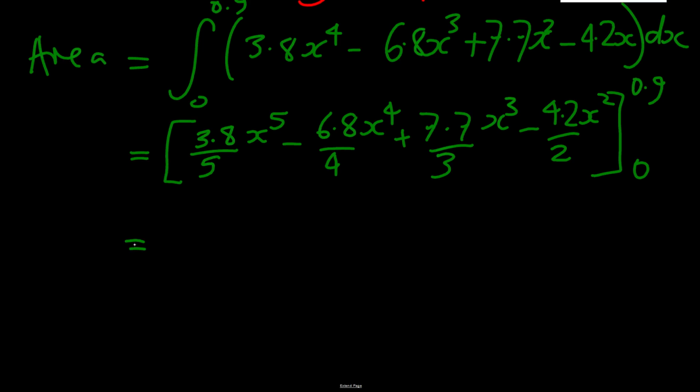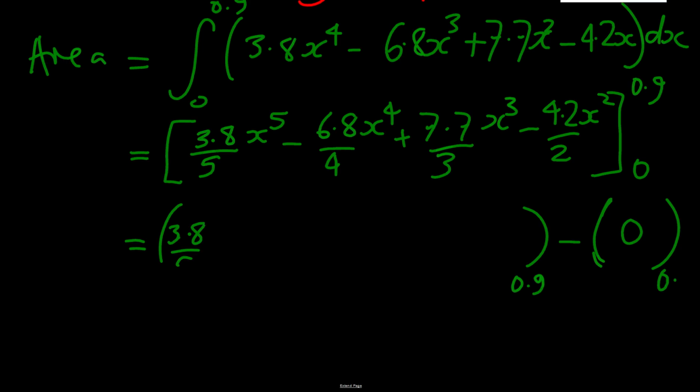Here they're giving us a nice one, haven't they, in that we would move on to our 2 bracket format. So our first bracket will be the upper bound, and then we'll be taking away the figure from the lower bound. But in this case, x is going to be 0 for the lower bound, so our second bracket is going to be 0, so that made life easy for us. 3.8 over 5 times 0.9 to the 5 minus 6.8 over 4 times 0.9 to the 4. So pretty quick here, isn't it, to work this through.